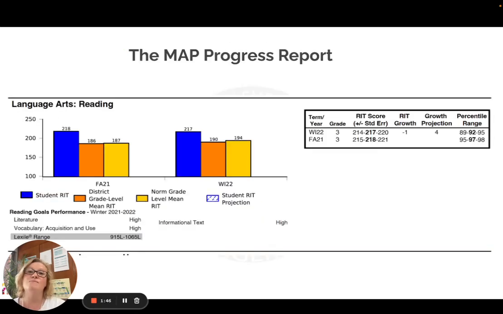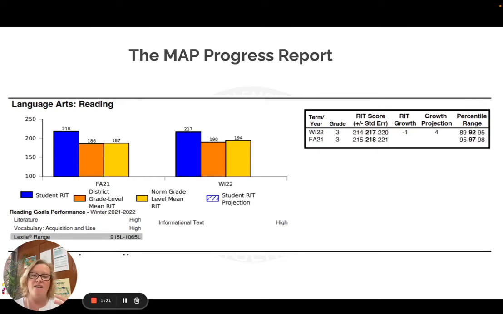Now, sometimes you will see a report that looks like this. If we're looking at the same information, a student in grade 3, for example, that scores a 218 in the fall may typically grow by 4 RIT points. This child went down by 1 RIT point. As a parent, that may feel alarming, but I'm here to tell you that statistically, that is not a significant number. It is one data point.